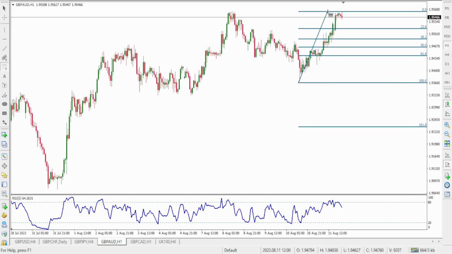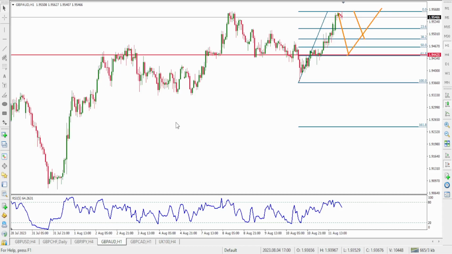And I can see that this is going to be the target, the 138.2% retracement, and this is going to be target 2. This is target 1, 38.2% retracement, target 2, 61.8% retracement right here. And from right here the market is going to go back up. How much it will go back up, I will be discussing in the upcoming videos.